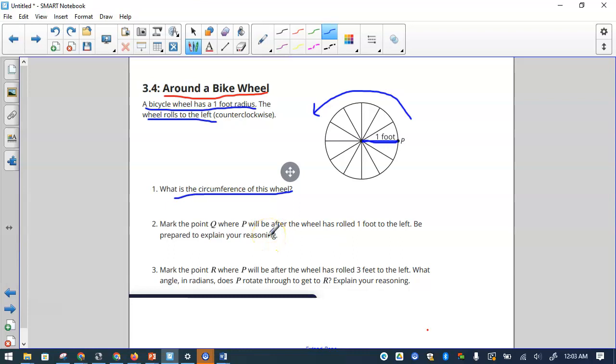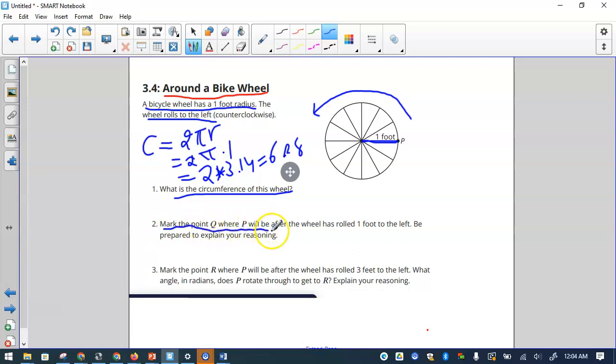So what is the circumference? The circumference is 2 pi r. So that is 2 pi times 1, and we have seen this, this is 2 times 3.14, which is 6.28, and you're done. Now mark point Q where P will be after the wheel has rolled 1 foot to the left. That means I have to rotate it maybe somewhere here. We don't know exactly. That length, 1 foot, may be this point here.